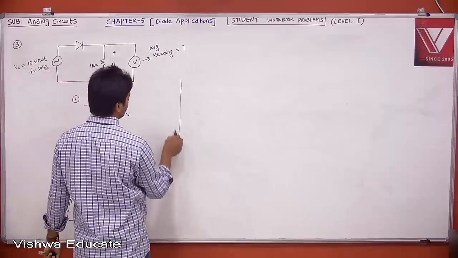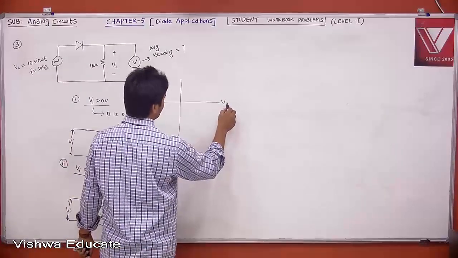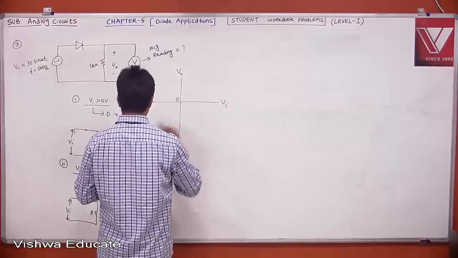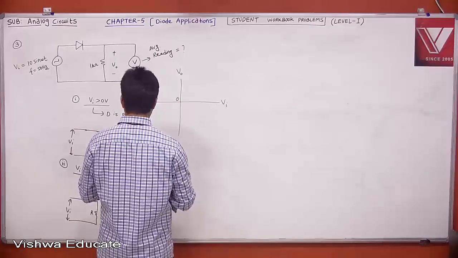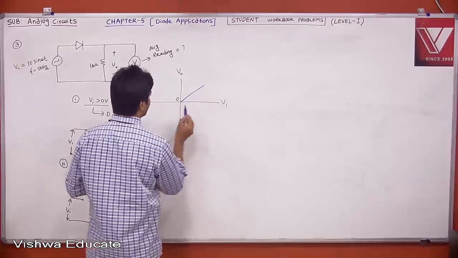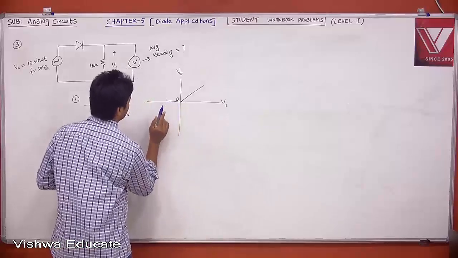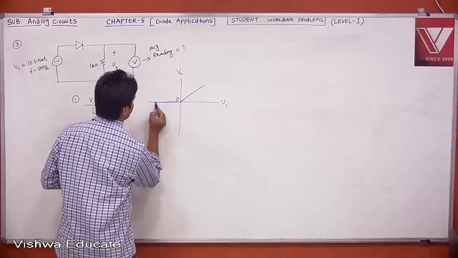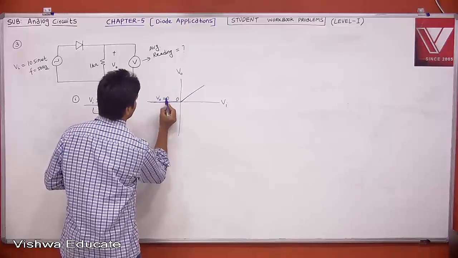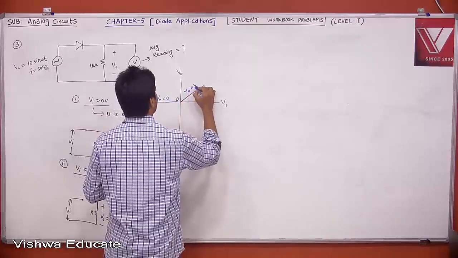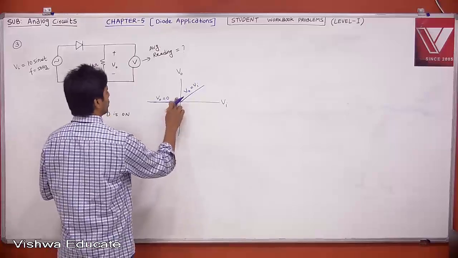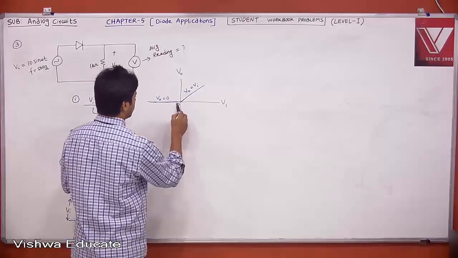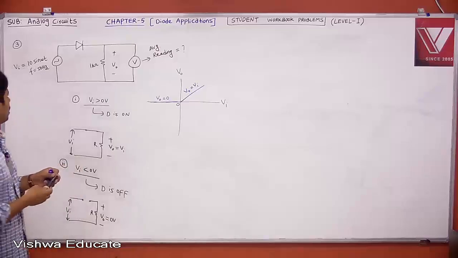Therefore, tell me what the transfer curve is. The transfer curve is nothing but this is your Vi and this is your V0. Therefore, the break point is 0 only. When Vi is greater than 0, your output is the same as the input. Then when Vi is less than 0, V0 is 0 here, and here V0 is equal to Vi. The switching point or the break point is 0.